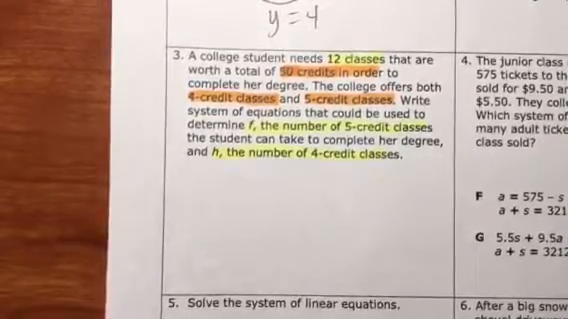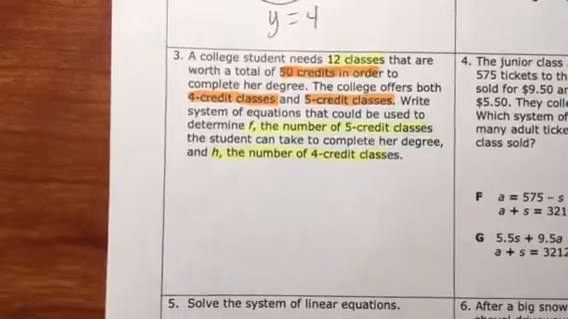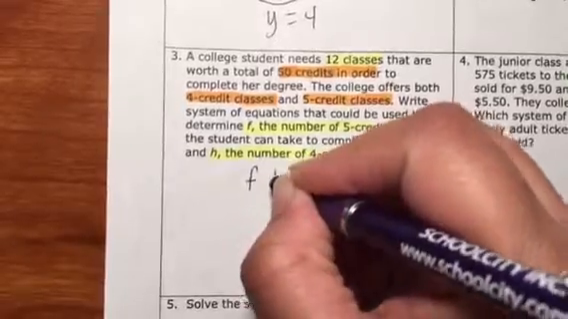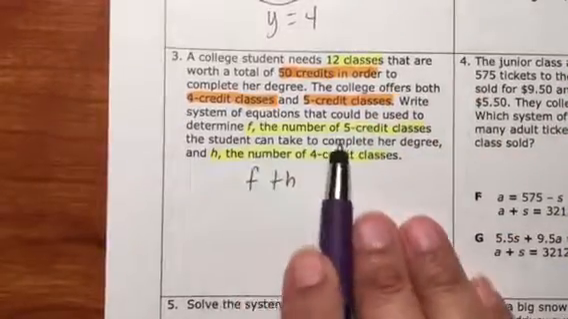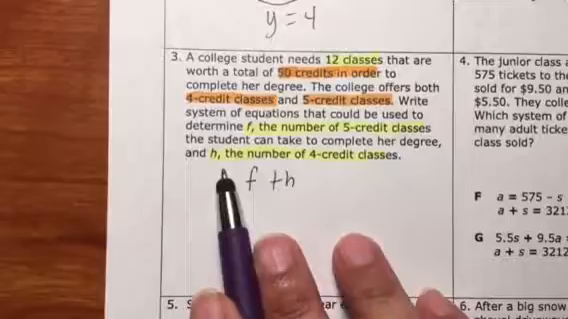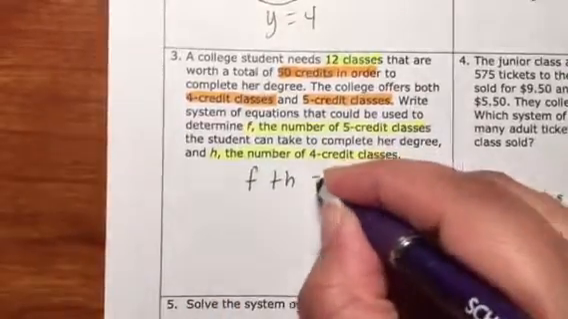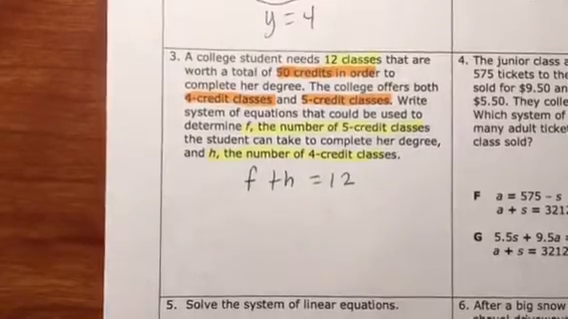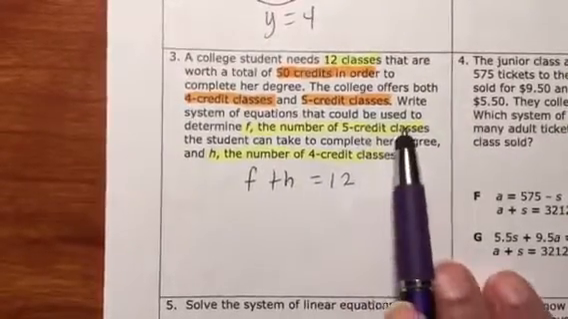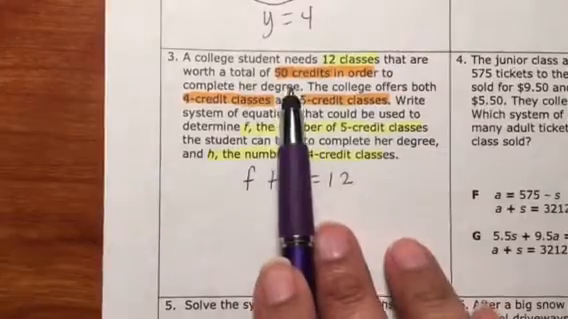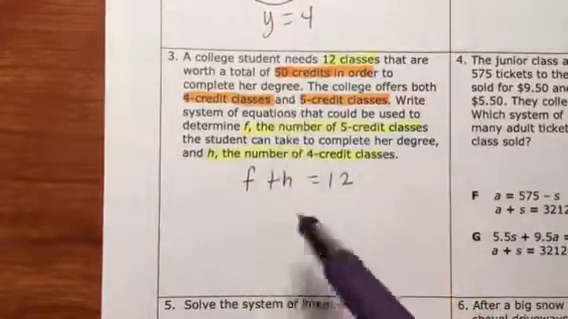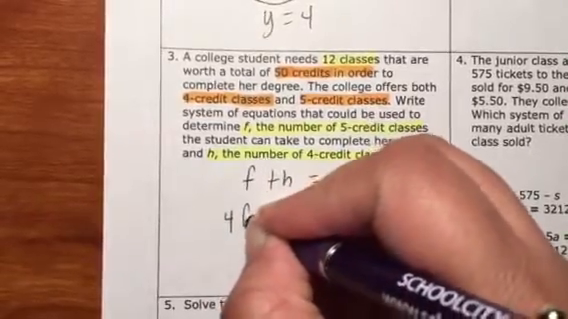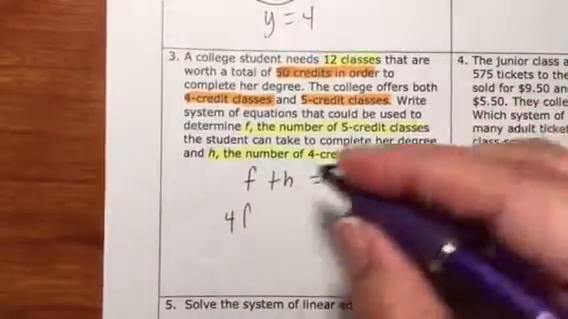So I'm going to look at the yellow first. So I'm going to write F plus H. So the number of 5 credit classes and the number of 4 credit classes have to equal the 12 classes. Okay, and then let's talk about the 50 credits. So here you have 4, nope, that was 4H.